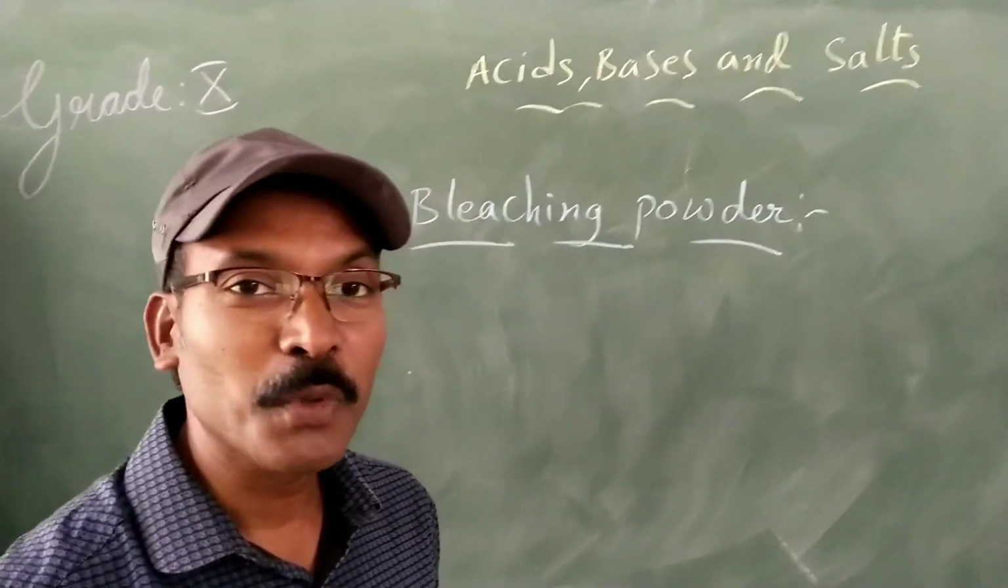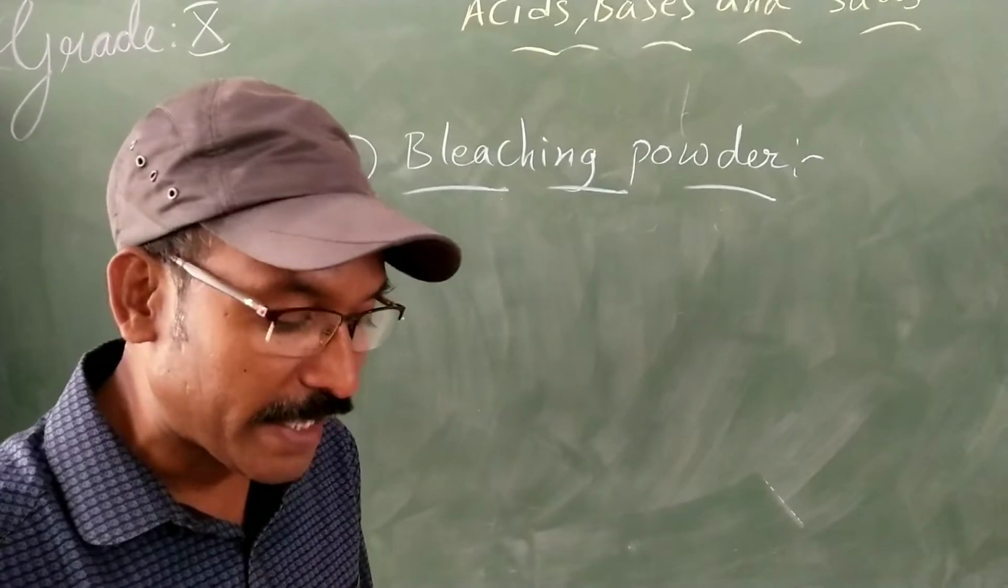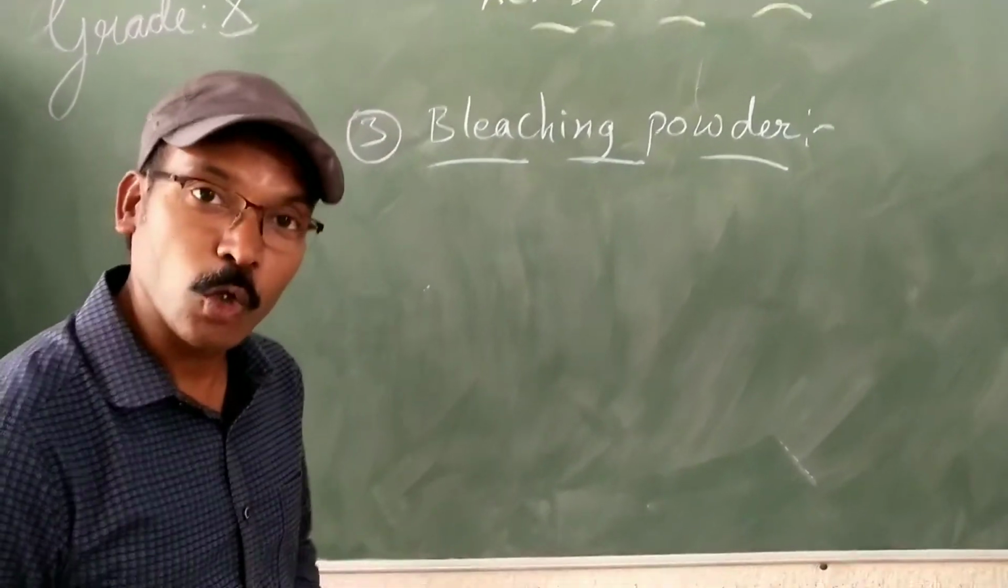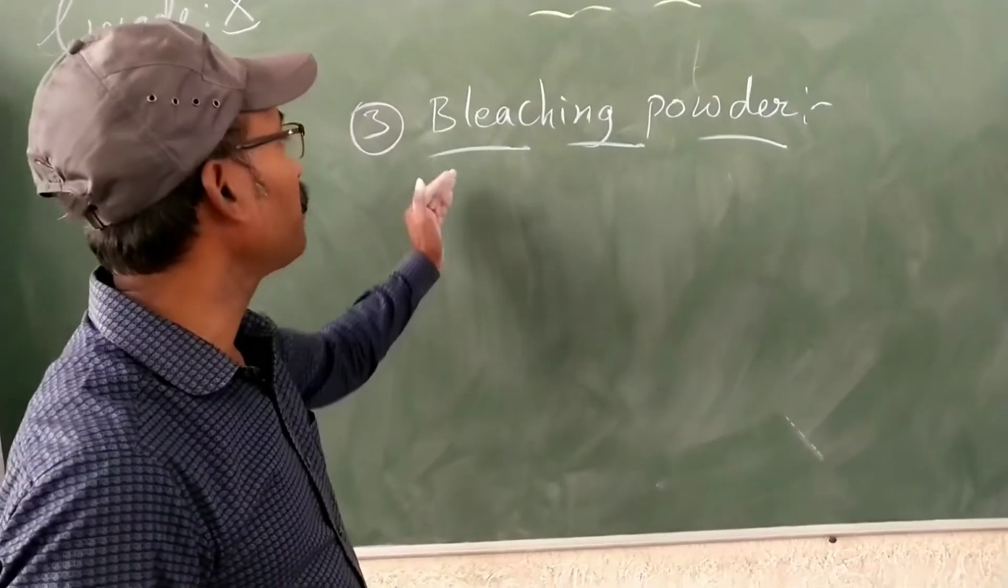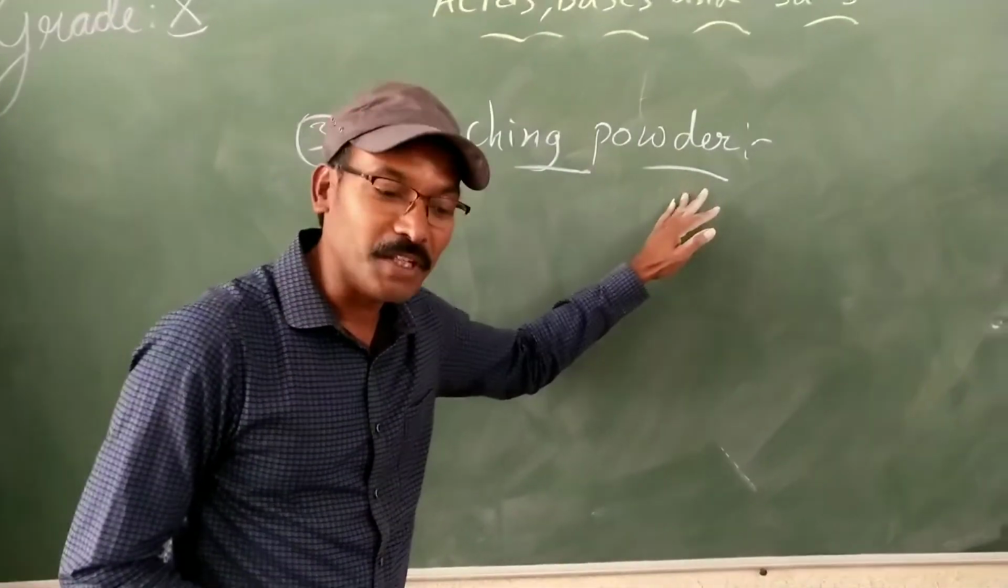So these are the different compounds we are getting from the common salt. Here we are getting one more substance from the chlorine. This is nothing but the bleaching powder. What is the substance we are getting from the chlorine? Bleaching powder. How do we obtain the bleaching powder in this series?